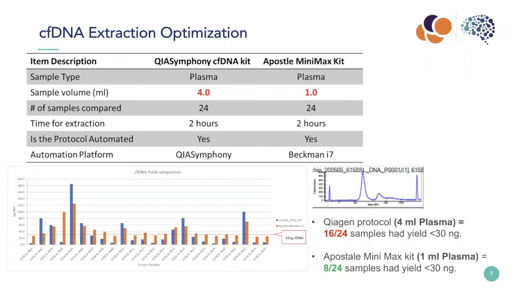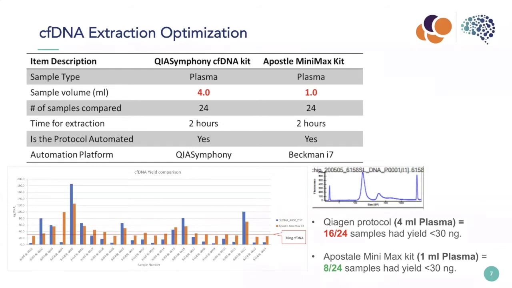Both are automated protocols. The QIAGEN kit is automated on the QIAsymphony platform. The Apostle Minimax kit is automated on the Beckman i7 platform. And so in our laboratory, we have both instruments, so both of these were run in an automated fashion. The key difference is highlighted in red in row 2 under the sample volume. So the QIAsymphony kit uses 4 mils of plasma input, while the Apostle Minimax kit uses a single milliliter. Now, there's certainly some options for alterations of that, but the listed conditions is how the kits were run in this particular case.